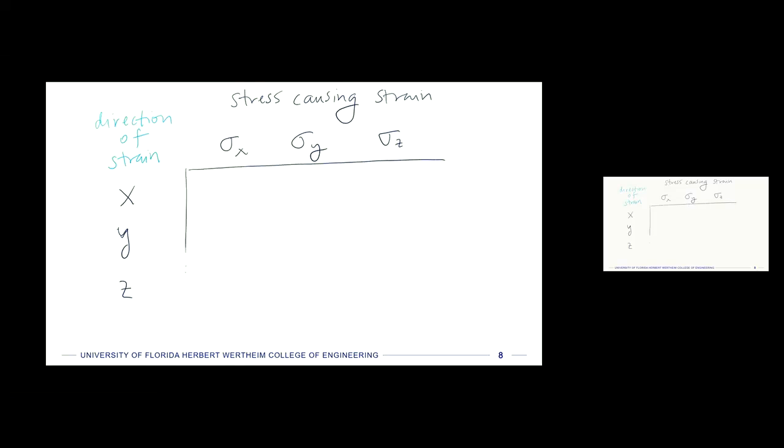So let's make a table where we have the direction of strain. So it's going to be x, y, and z. So that's the direction of strain, and then the stress causing the strain along the top. So then we have a sigma x, sigma y, and sigma z. We're just going to make a table here.